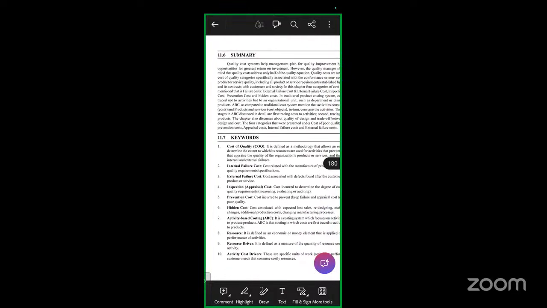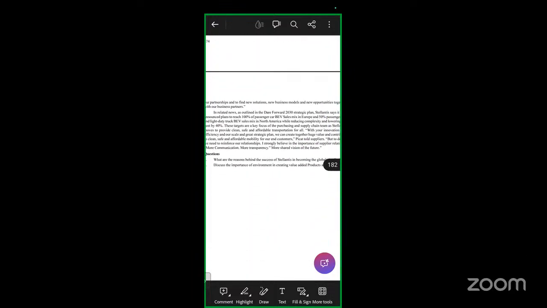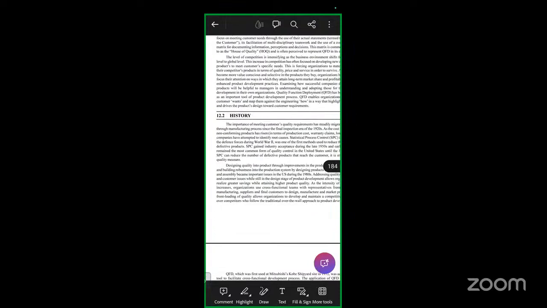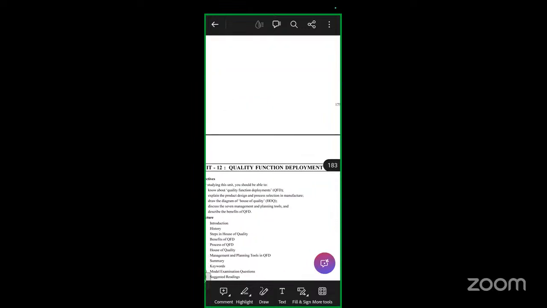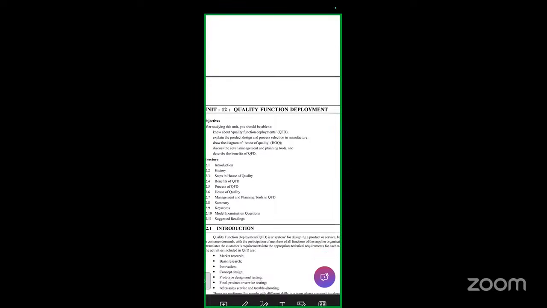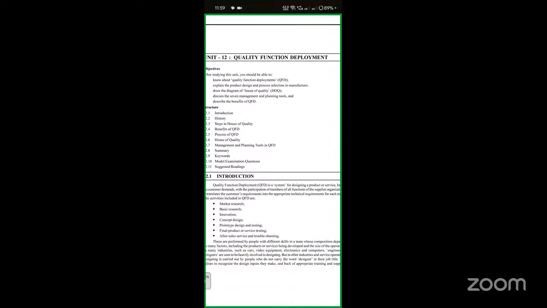So with this, we can cover this unit. At the end of every unit, there will be a case study. You can go through the case study and rework on this. Okay, and we'll quickly move on to quality function deployment.